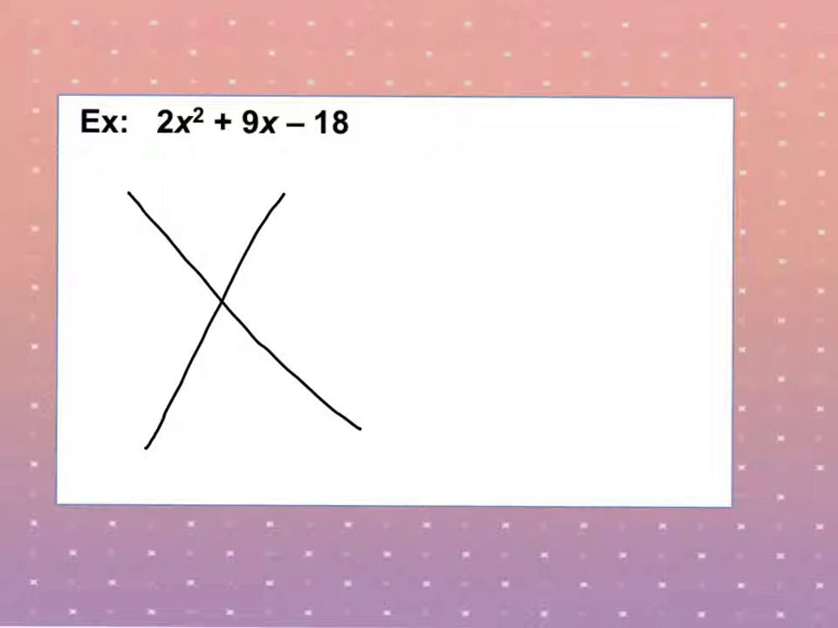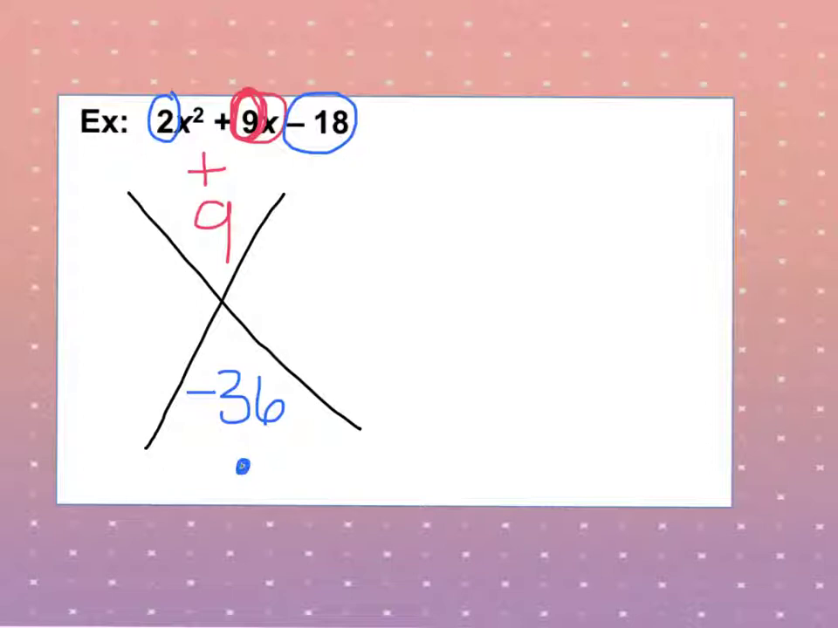What we have up top is what we're going to add to. That's always your middle term, so that's going to be my 9. And I shouldn't circle the 9x. I should just circle the 9 because it's the b term. It's what's in front of the x that's important. What I multiply to will be the factor of 2 times negative 18, and that will give me negative 36. And this is what I'll be multiplying to.